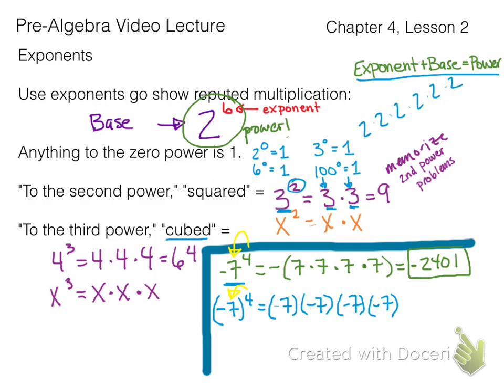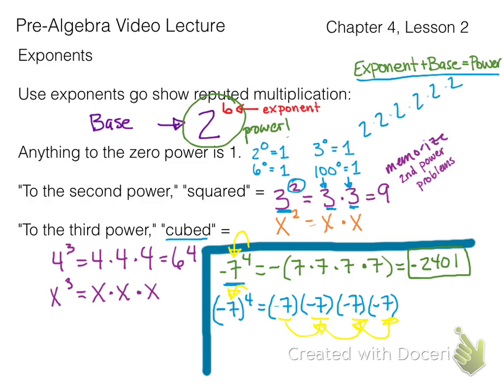Now if we have parentheses, it basically means negative 7 to the 4th power, whereas the one above was the opposite of 7 to the 4th power. Here we have negative 7 to the 4th power, which means we have 4 negative 7's. A negative times a negative is a positive, times a negative is a negative, times a negative is a positive.